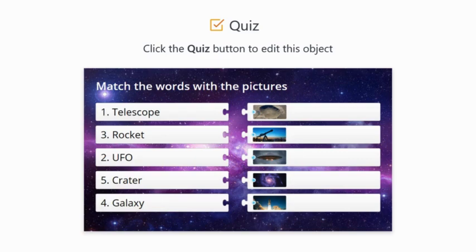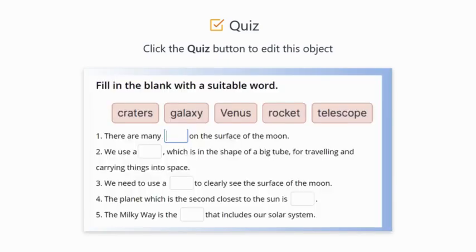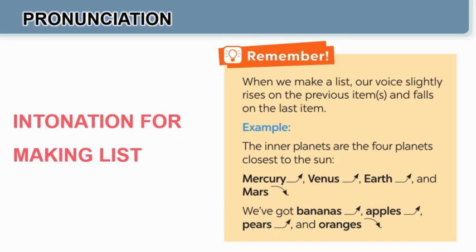You can see that after Mercury, Venus, Earth, I raise my tone. After Mars, I fall. So remember the rule. The voice slightly rises on the previous items and falls on the last one. The second example, we've got bananas, apples, pears, and oranges. Now let's do the practice.